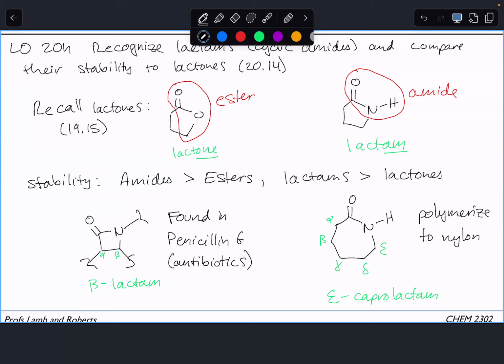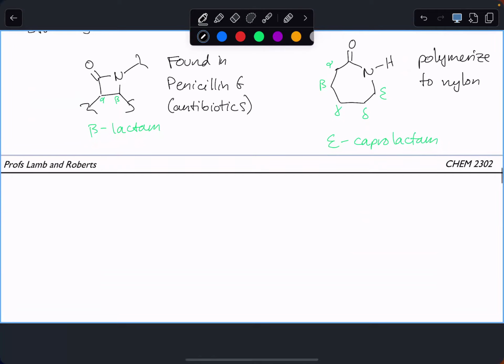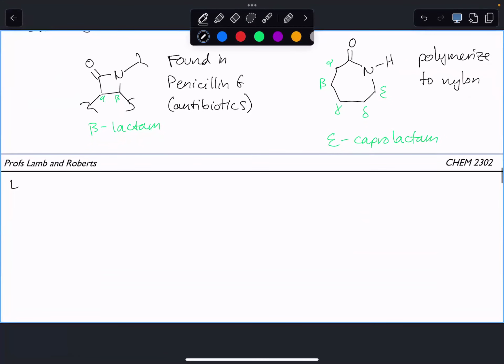Questions on that? So we want you to be able to compare their stability in the same way that you would an acyclic amide. Okay. All right, so let's talk about hydrolysis of amides now. This one is a little bit weird, but we have the same kind of two mechanisms, whether we're under acidic or basic conditions. That makes it a little bit challenging. So learning objective 20I. Again, we have the 4 Ps of nucleophilic acyl substitution, because they're all the same.